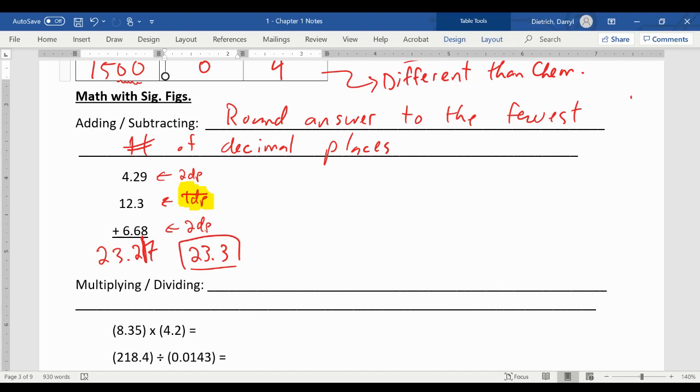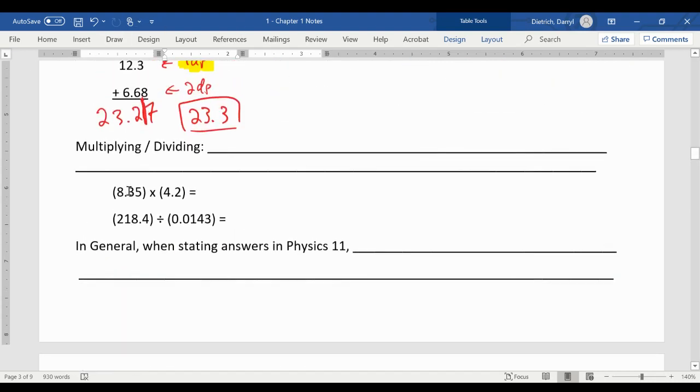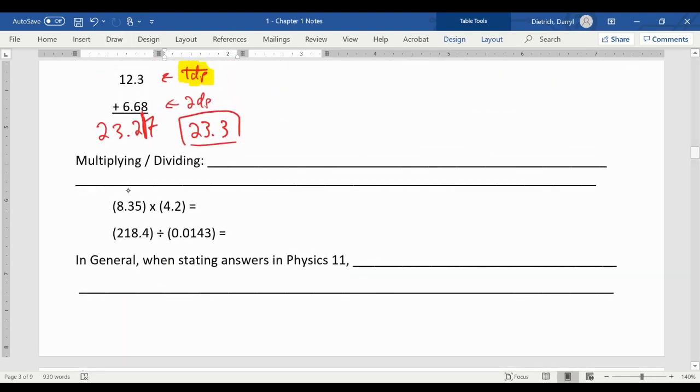Okay, so next, if we're talking about multiplying and dividing using sig figs, it's a little bit different. We're going to round our answer to the fewest number of sig figs.